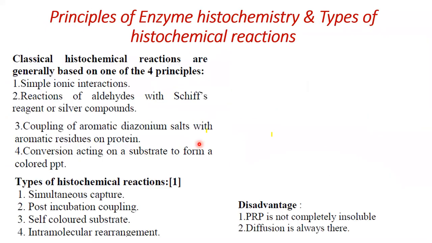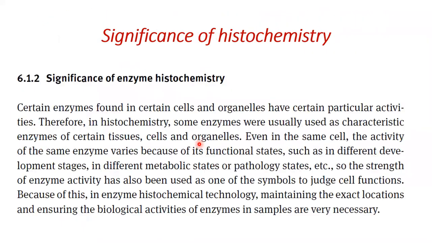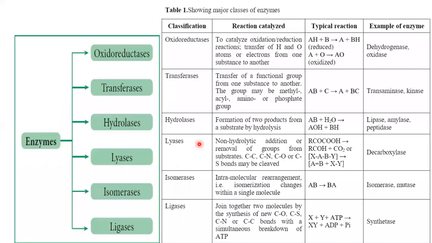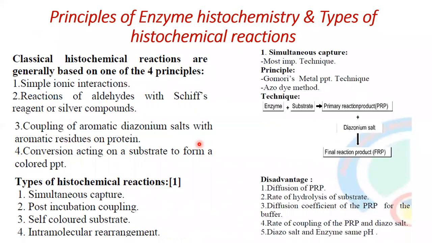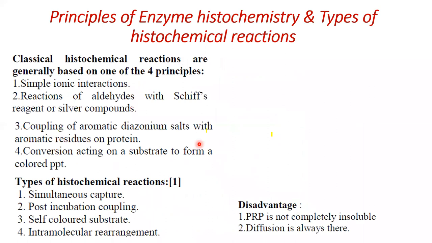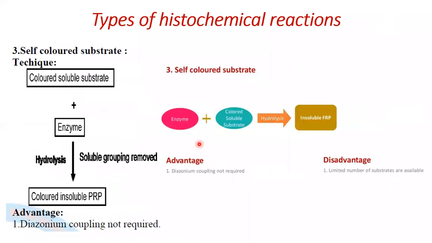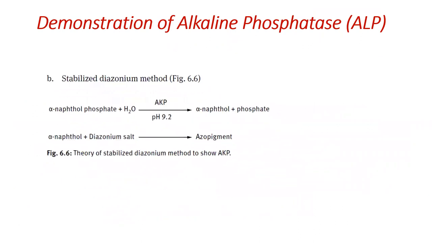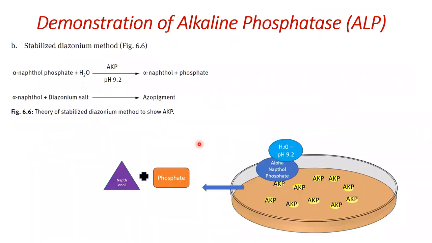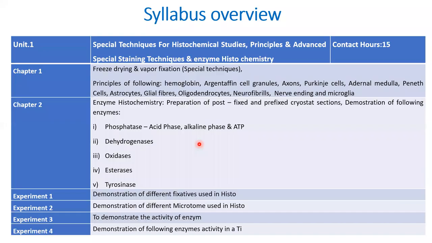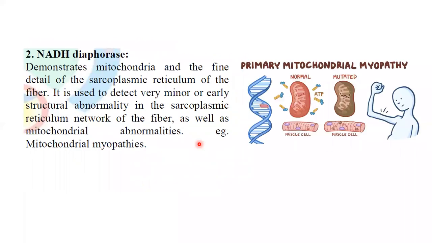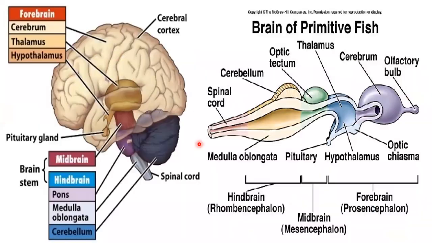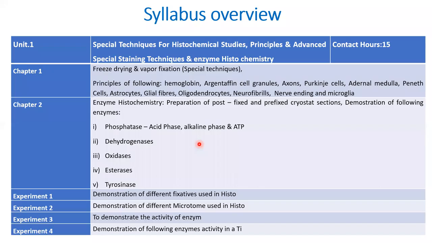So far in enzyme histochemistry, we discussed all the basics of enzymes, factors influencing enzymes, classification of enzymes, principles of enzymes, reactions of enzymes, and even one particular test, which is the demonstration of alkaline phosphatase within the tissue. Okay, and we have also studied briefly various other enzymes and their clinical significance. So this is sufficient for all your enzyme histochemistry. Then let us move on to the next topic.